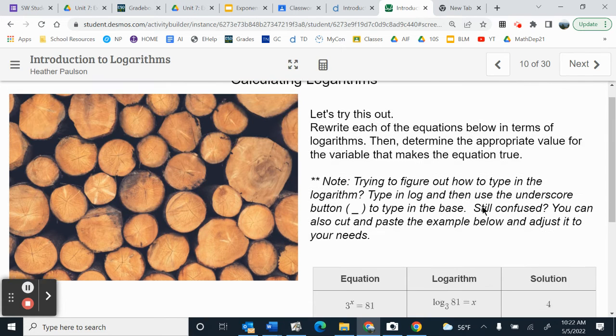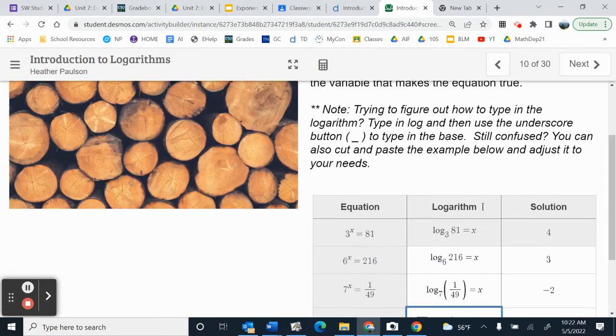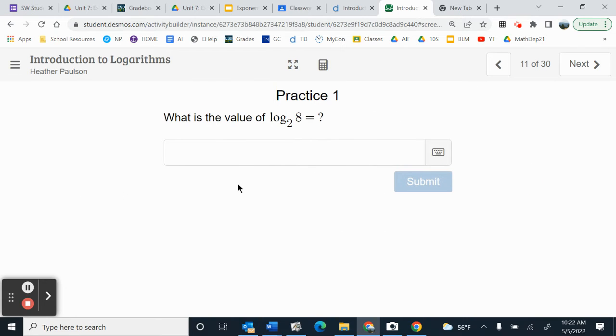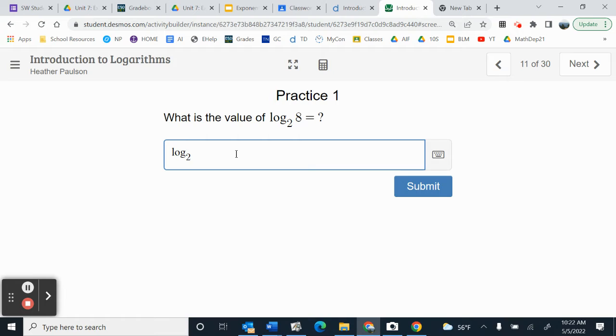Once you complete this table, it will tell you if you are finally correct. And check your answers with the PDF if you get stuck. And then in these next few slides, we're going to practice typing logs. Log, shift 2, of 8, and that is 3.